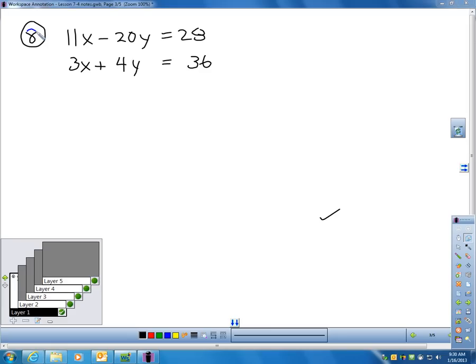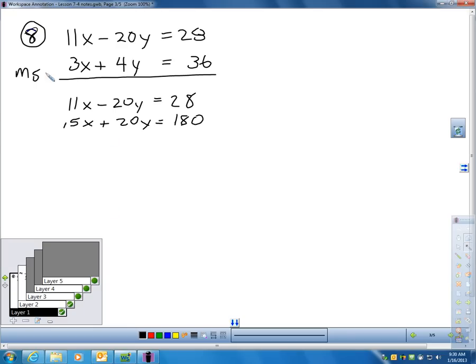In question number 8, we have 11x minus 20y equals 28, and 3x plus 4y equals 36. All right, so I want to eliminate. As I look at this carefully, I can't add or subtract and get anything to eliminate. I have to multiply an equation to set up an elimination. I notice, wait a minute, if I take 4y and multiply this by 5, I get 20y, and negative 20y plus 20y would eliminate.